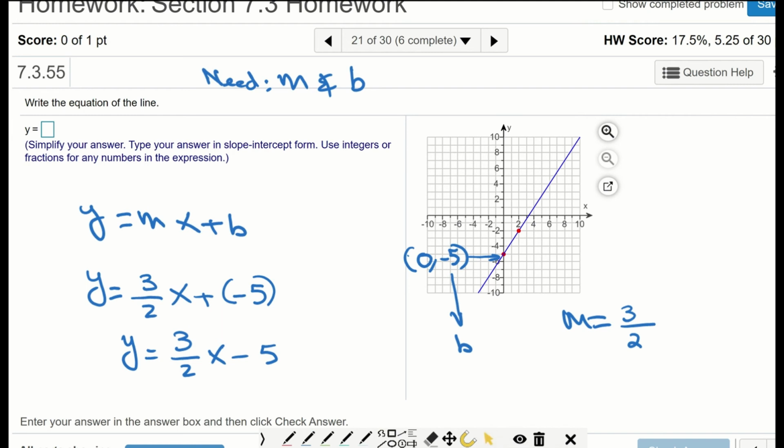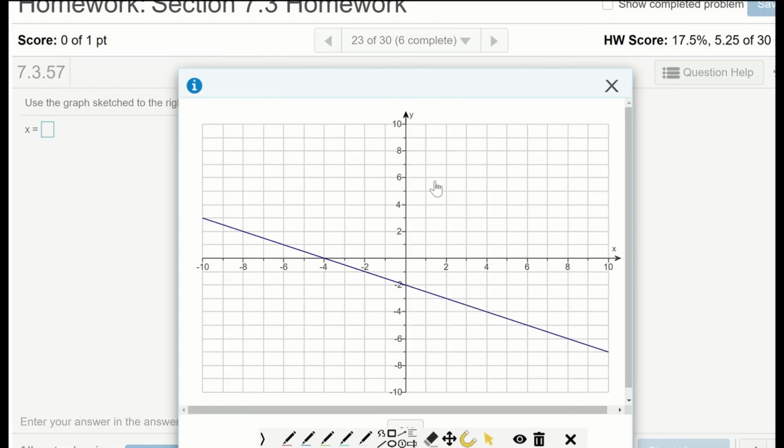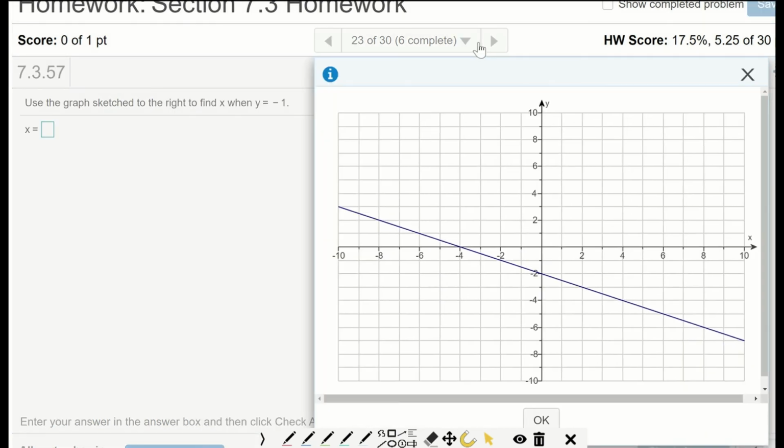This is a little different. All you're doing here is finding the x value when y is -1 on this line. So you start at y equals -1 and go straight across horizontally until you hit the line, right? What x value is associated with that? Notice that would be x equals -2. That's it.